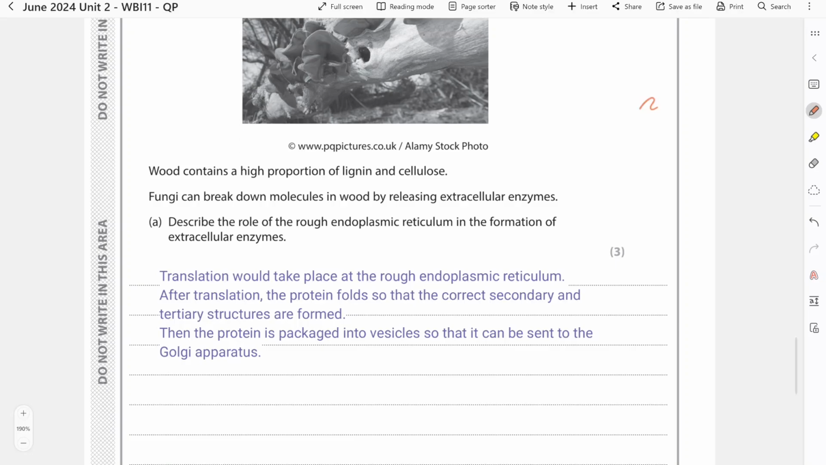Okay, so this is what I wrote. Translation would take place at the rough endoplasmic reticulum. So that's the first mark. And then after it's translated, the protein folds into its correct 3D shape. So I wrote correct secondary and tertiary structure. Once that is formed, it will then be packaged into vesicles so that it can be sent to the Golgi apparatus. That'll be the third mark.